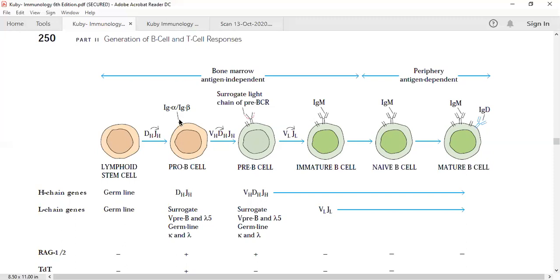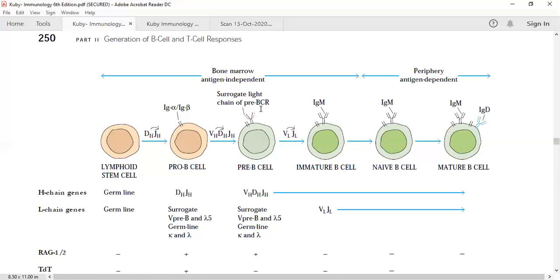Pro B cell is actually expressing immunoglobulin alpha and beta only. It is not expressing any antibodies, real antibodies, right? The surrogate light chains of pre-BCR show a structure of an antibody molecule, but not complete because the light chain is surrogate. It is not complete. Surrogate means it is in the infancy.